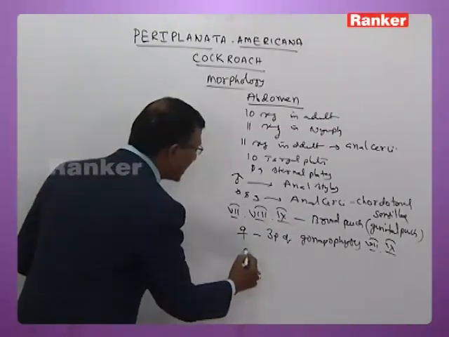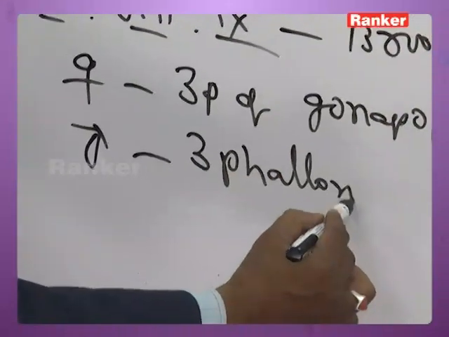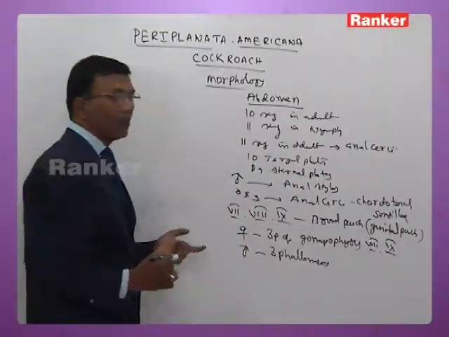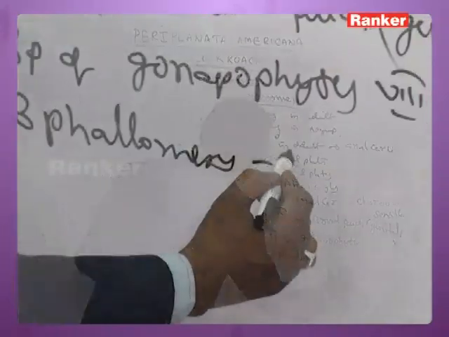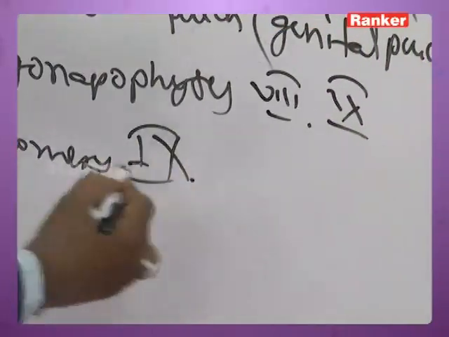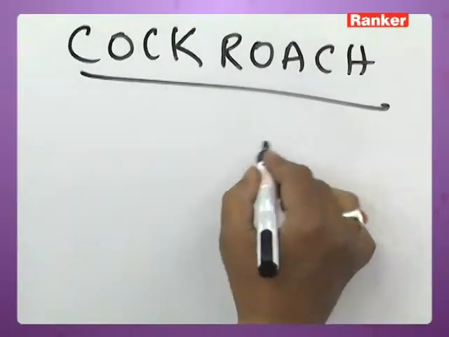Male cockroach has 3 phallomeres, which are derivatives of 9th sternal plate.